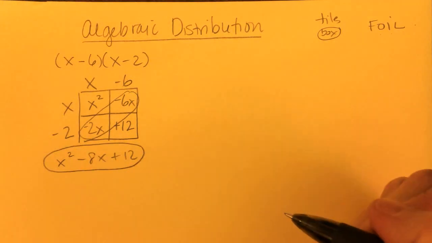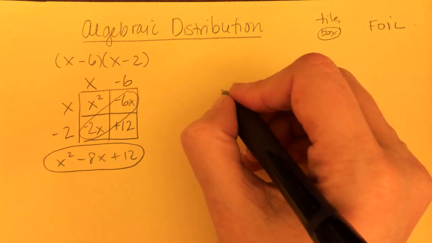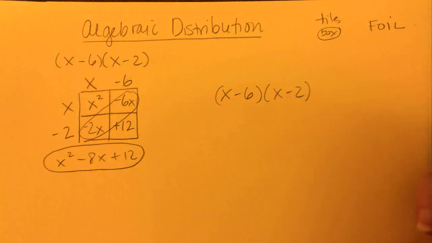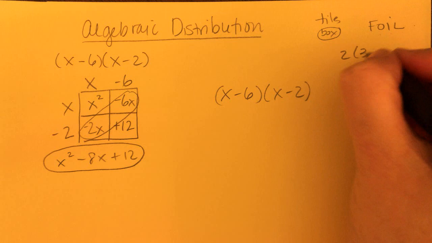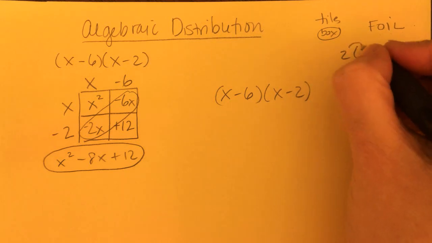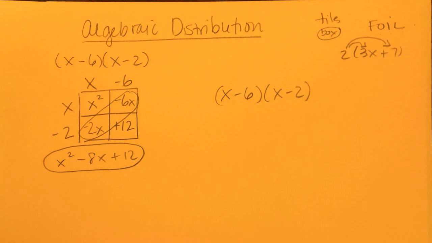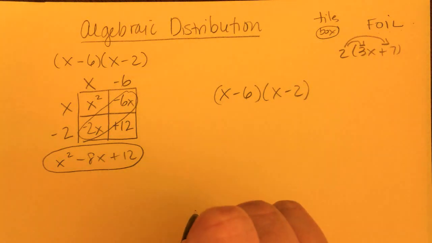That is the box. Now let me show you what this looks like when we use FOIL. So I take my x minus 6 times x minus 2. And I remember when we would distribute, like if we had 2 times 3x plus 7, we would draw an arrow to tell us we do 2 times 3x and 2 times 7. Well, we're going to do the same thing here, except we're going to multiply everything in the first one by everything in the second one.